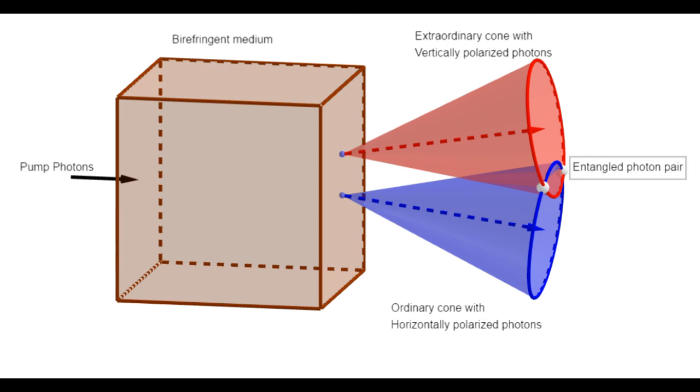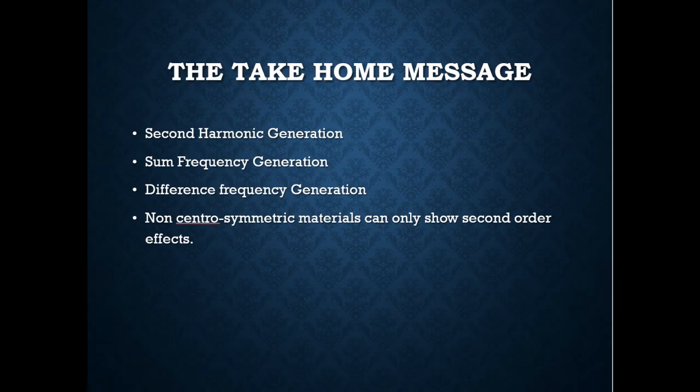To summarize this entire talk, we started with an introduction to nonlinear optical phenomena such as second harmonic generation, sum frequency and difference frequency generation. We also tried to understand some of the material constraints of nonlinear optical materials. We finally ended with a brief introduction to quantum phenomena like spontaneous parametric downconversion.